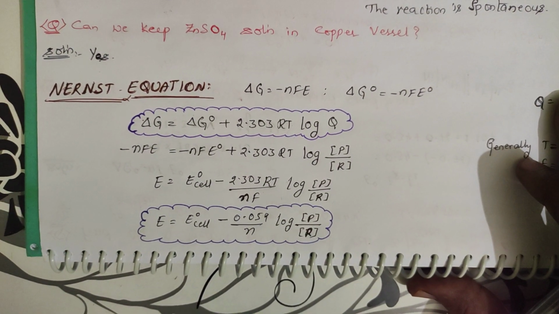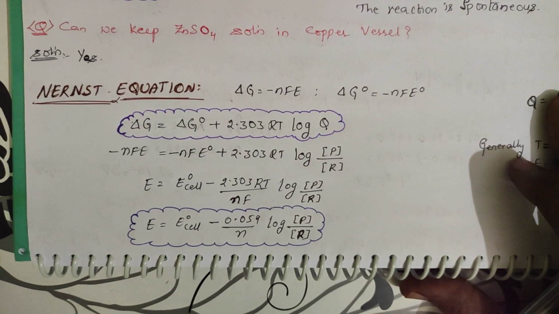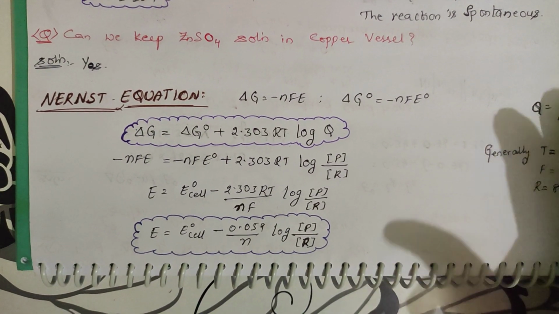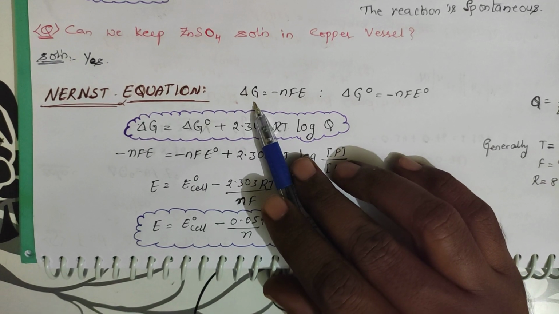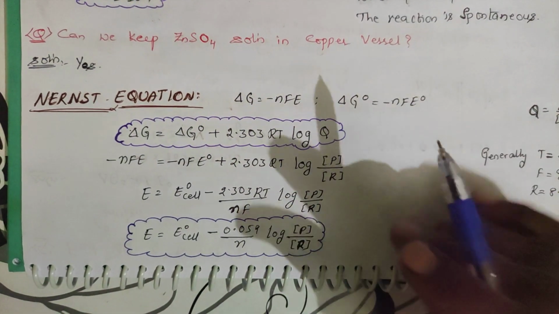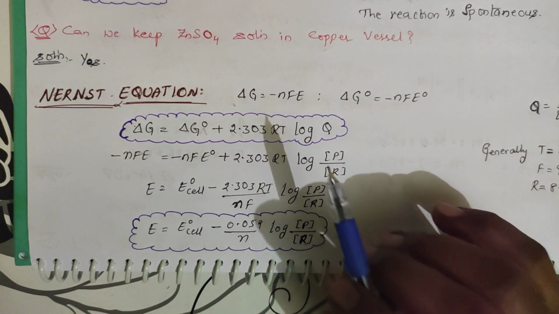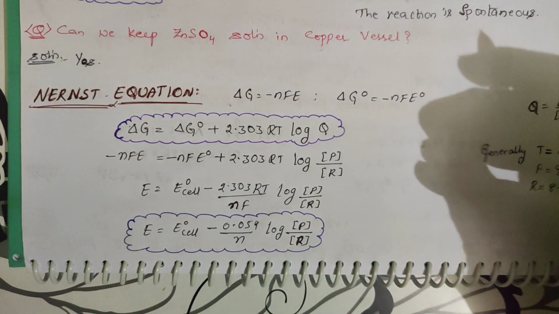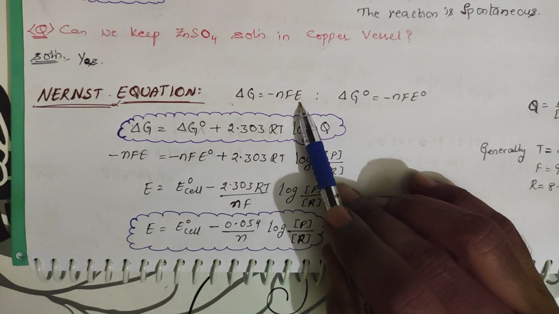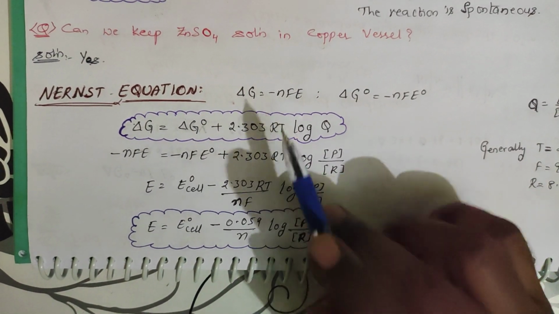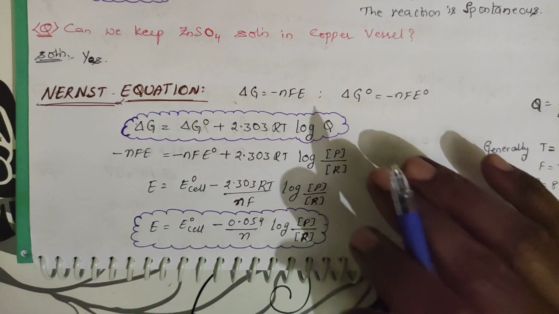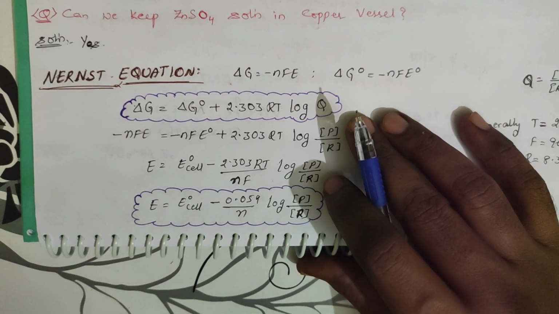Today in this lecture we are going to deal with the Nernst equation. In the previous video we discussed what is meant by G. G is Gibbs free energy, given by the formula minus nFE, so that you get useful work. For a reaction to be spontaneous, if E is positive, delta G will automatically be negative. If delta G is negative, then you are capable of doing work.